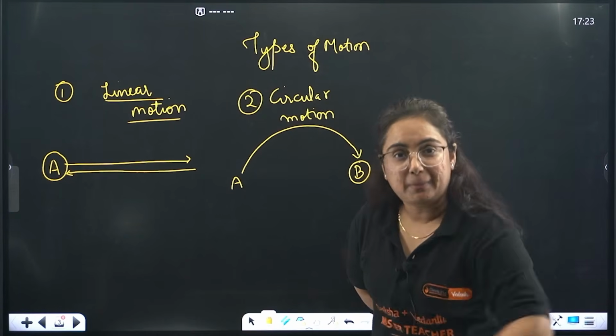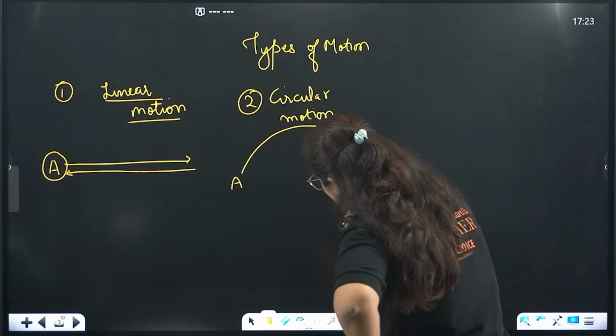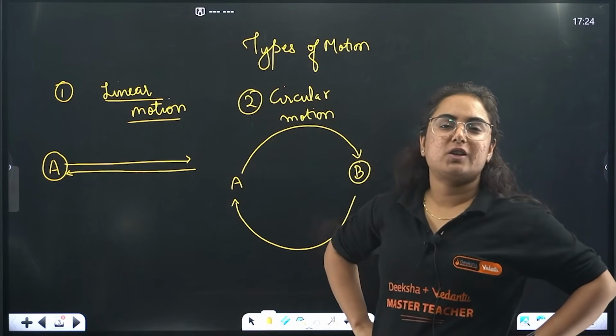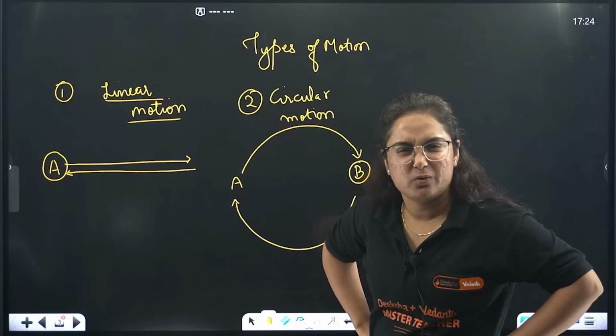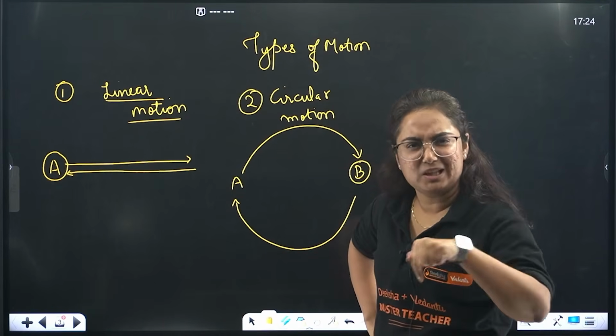When you were coming back, you found that the last route was boring. Let me take another circle and go back to point A. This is known as circular motion. Is there anyone who does that? Please tell me in the comment section.